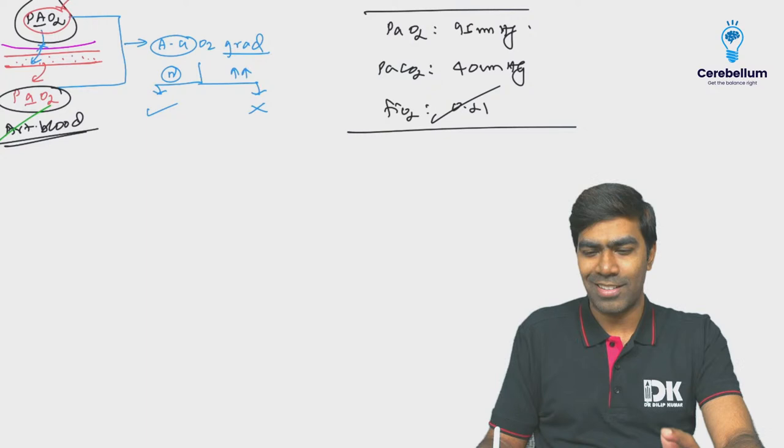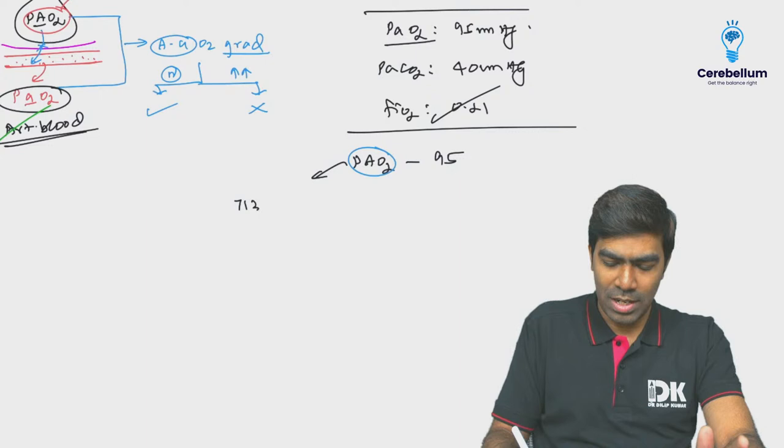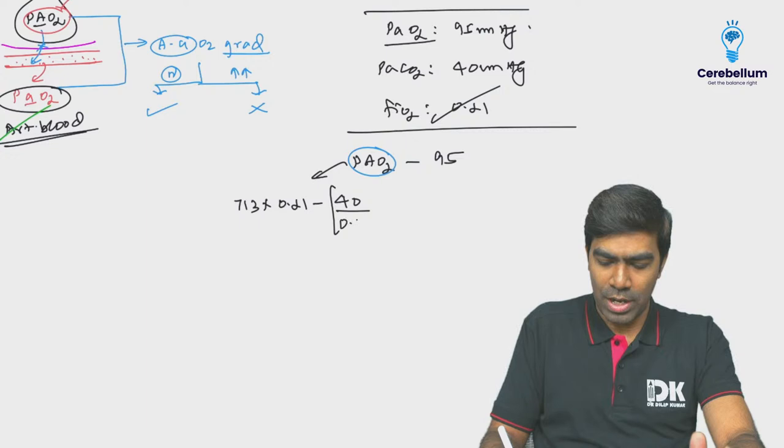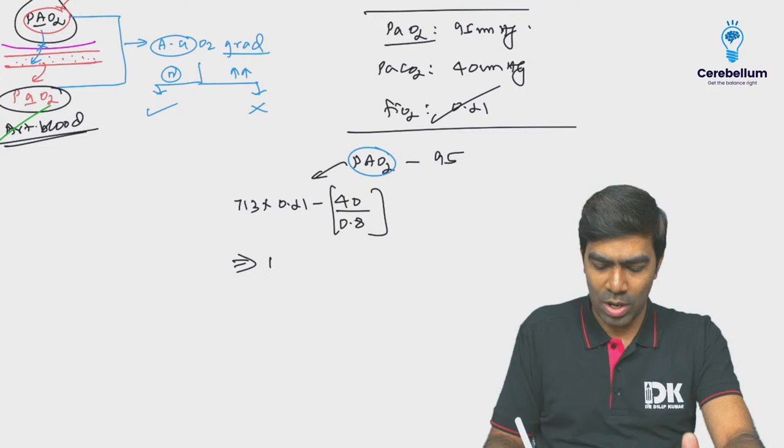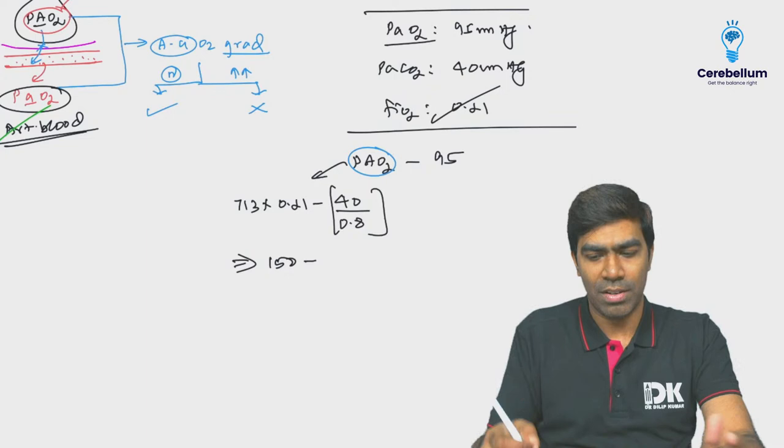So first you need to know the PaO2 minus, you know, the small PAO2 already. It is 95. So our idea is to calculate the capital PAO2. How will you find out? 713 multiplied by FiO2, 0.21, minus PaCO2, 40, divided by 0.8. So what is 713 multiplied by 0.21? I think you'll get somewhere around 150 maybe. So 713 multiplied by 21% is 149 point something. So 150 is the answer. Minus 40 divided by 0.8 is like 400 divided by 8, which is 50. So you're going to get 50.